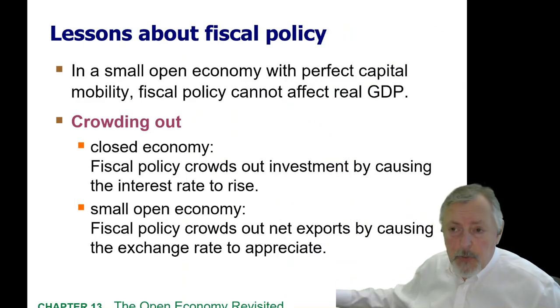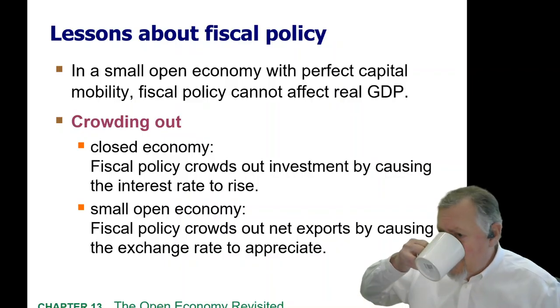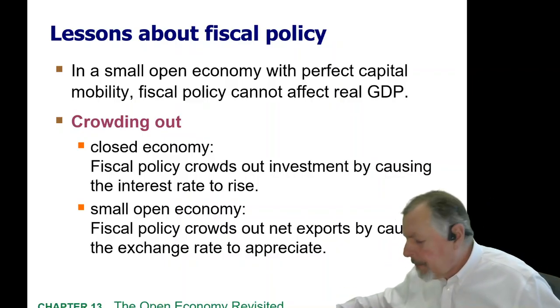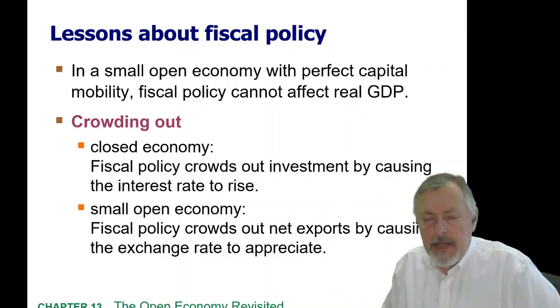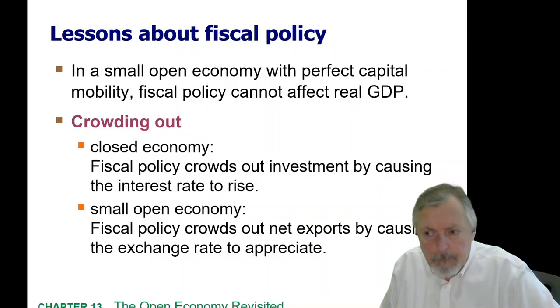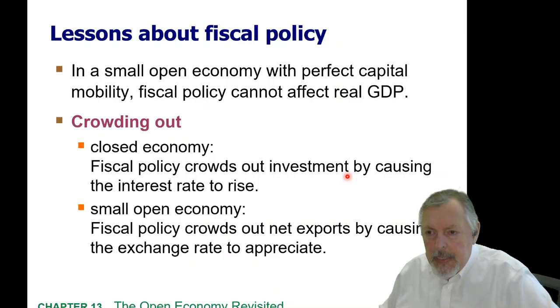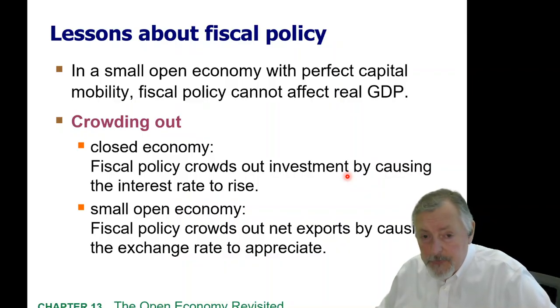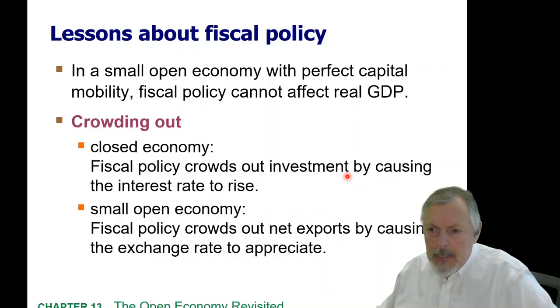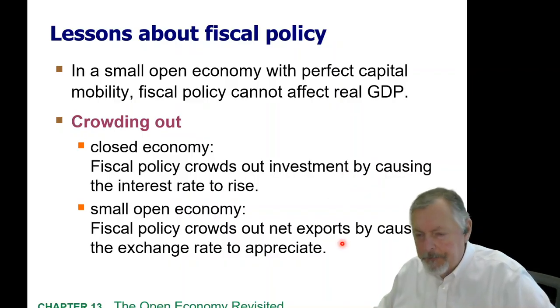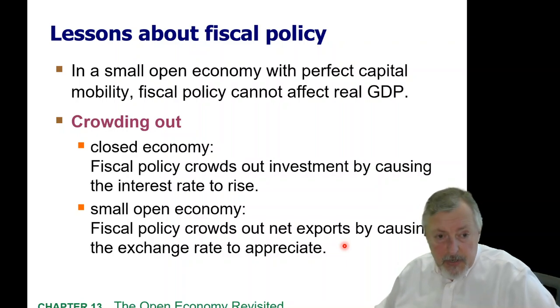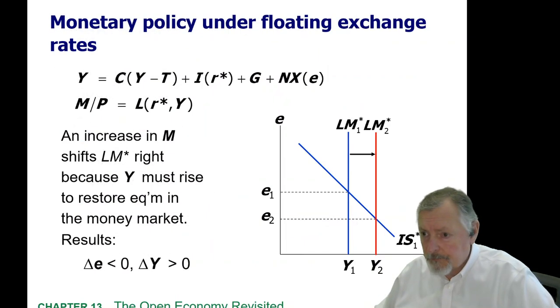Basic lessons about fiscal policy. Government spending is always going to crowd out something. In a small closed economy, it crowds out investment by causing the interest rate to rise. In a small open economy, government spending crowds out exports by causing the exchange rate of the currency to rise.